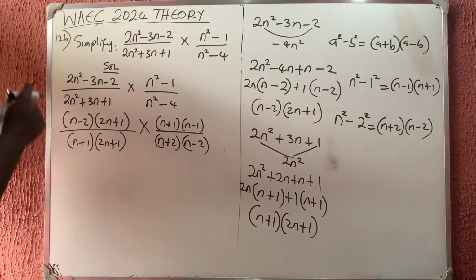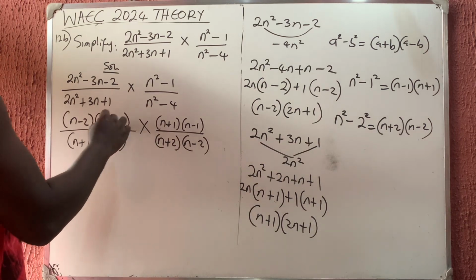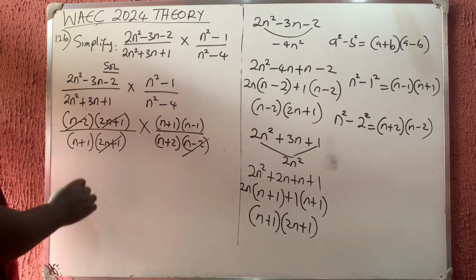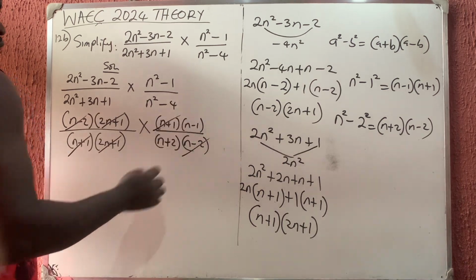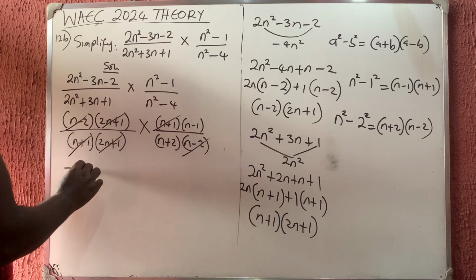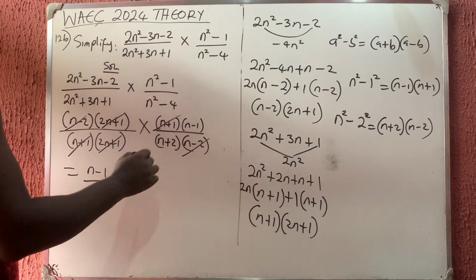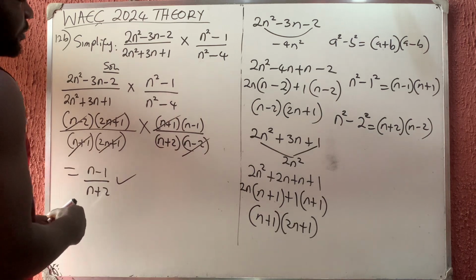So obviously this is taking care of this. Obviously n - 2 is taking care of n - 2. Obviously n + 1 is taking care of n + 1. So I am left with what? (n - 1) all over (n + 2) as my result. So you see that it is very simple.